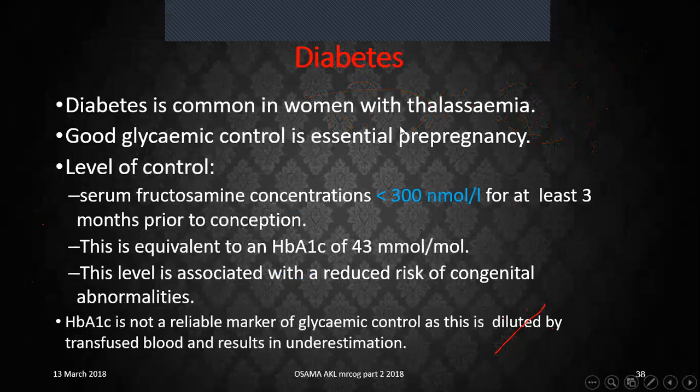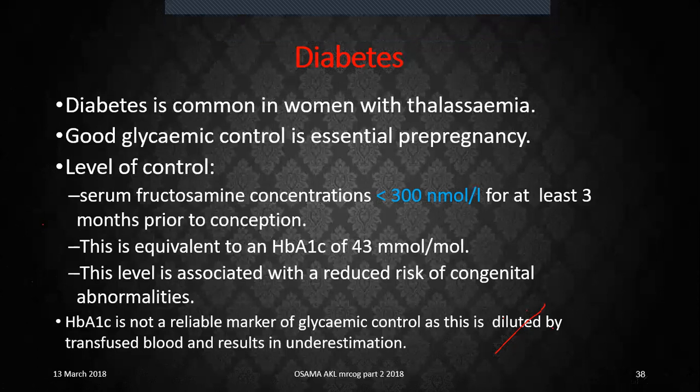Diabetes, as we said, we will not do follow-up for this diabetes by hemoglobin A1C because she is receiving blood transfusion, so it's not reliable on hemoglobin. So we use fructosamine, and we need fructosamine to be less than 300 nanomole per liter. It's a question in the exam. What is the needed level of fructosamine in diabetes with thalassemia? I need fructosamine less than 300 nanomole. Okay, this is equivalent to hemoglobin A1C 43.